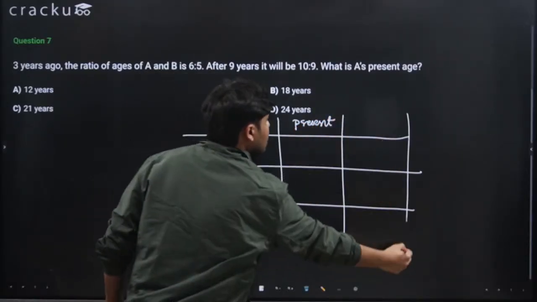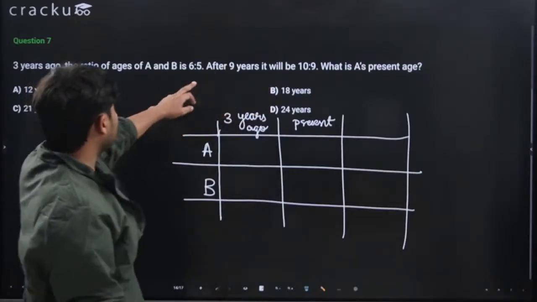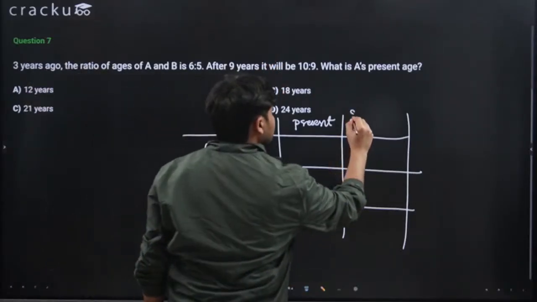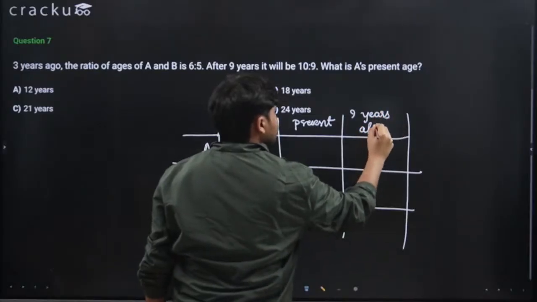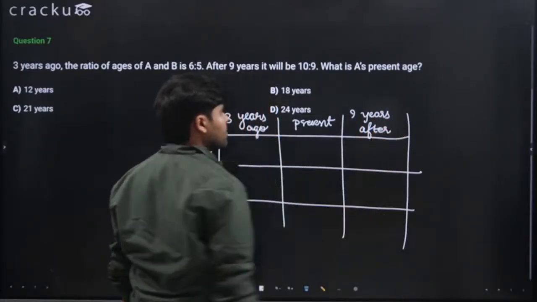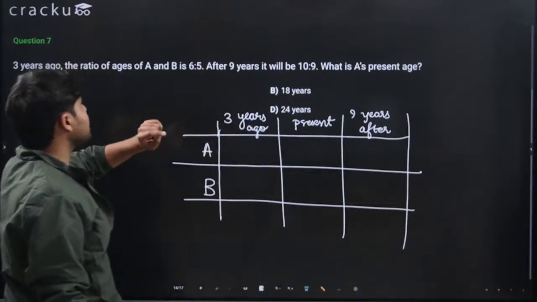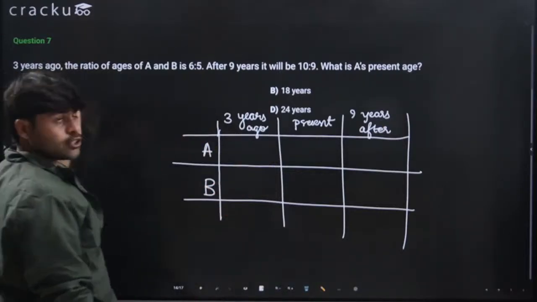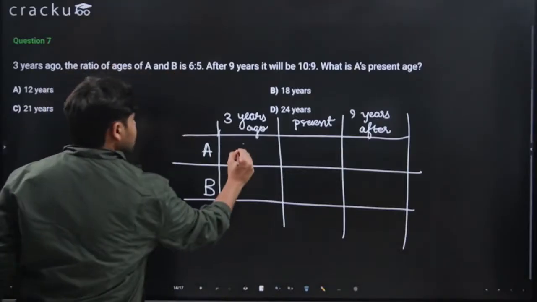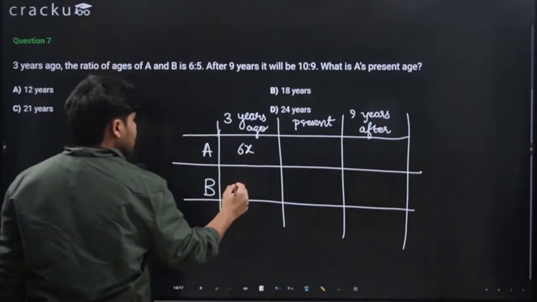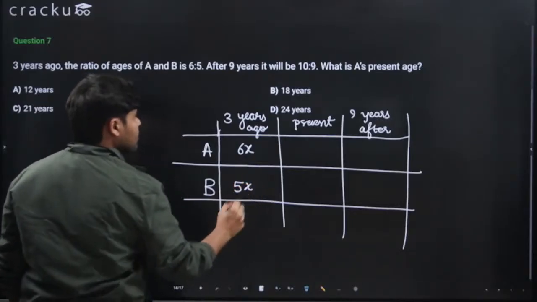And the third is 9 years after, in the future. So what happens 3 years ago? 3 years ago, the ratio of ages of A and B is 6:5. So A's age is 6x and B's age is 5x.